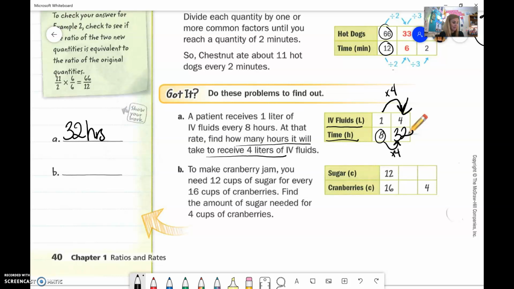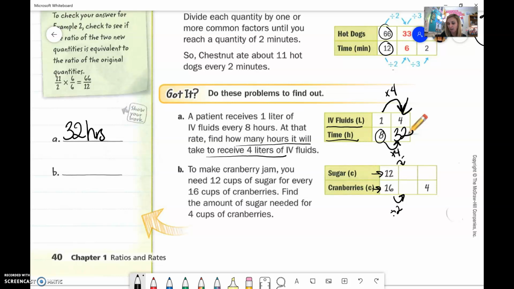Okay. The next one, it says to make cranberry jam, you need 12 cups of sugar for every 16 cups of cranberries. So 12 cups of sugar, 16 cups of cranberries. I want to know how many they need for 4. And when I do a table, guys, I do always like to leave an extra space right here just in case I have to go a couple of times to get to my answer. So when I look at this, 16 and 12, I know that I can divide each of those by 2. So let's start off with dividing each of those by 2. Okay? And just get to this next number.